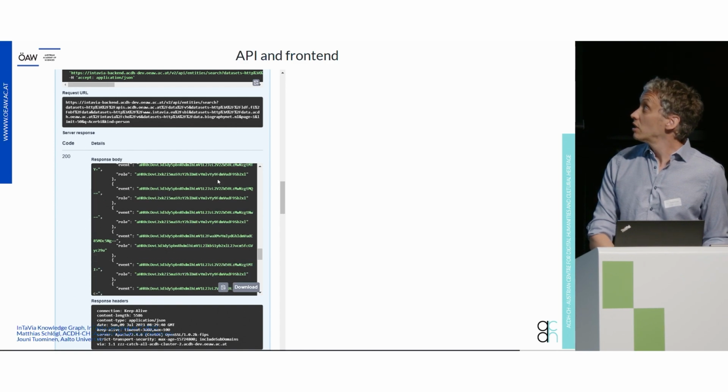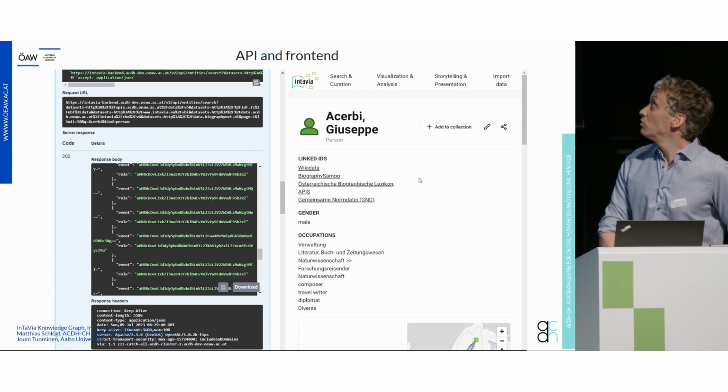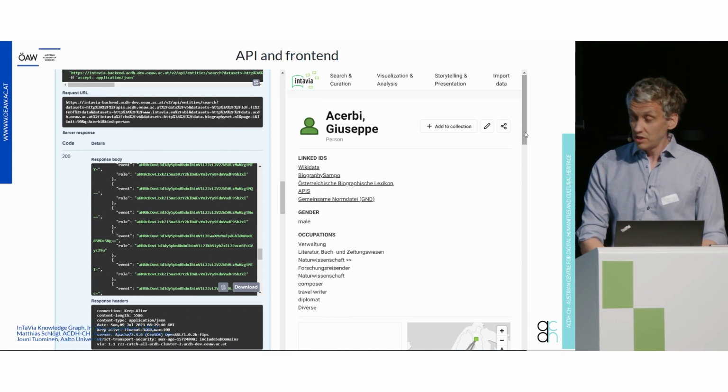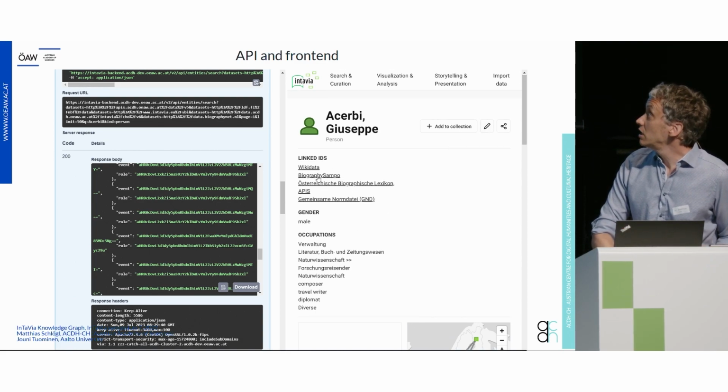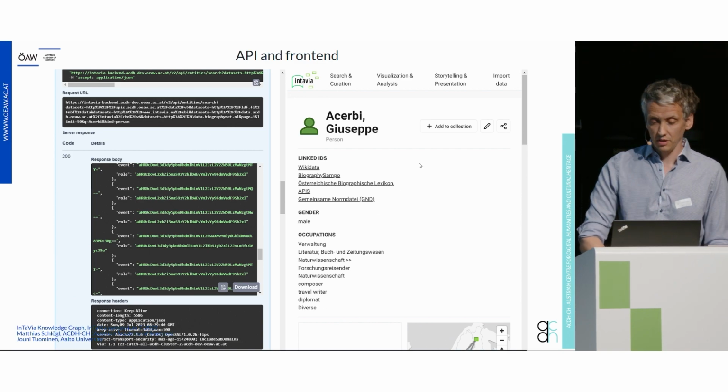And we're going to look at the front end also in this case. So that's a live view of the front end, what the front end does then with that information from the API. And if you can see here, these are the links to Wikidata, biography samples, so the original sources, that the gender is male, and we see here the occupations, so the German occupations, but also the English ones from biography sample.